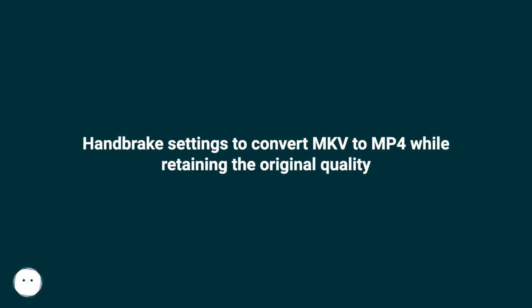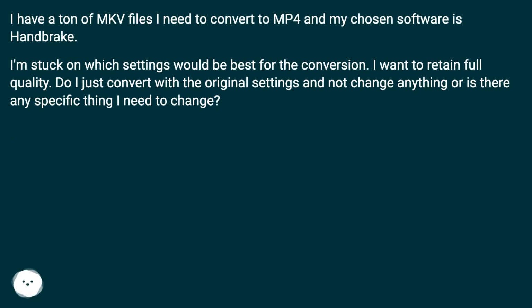Handbrake settings to convert MKV to MP4 while retaining the original quality. I have a ton of MKV files I need to convert to MP4 and my chosen software is Handbrake. I'm stuck on which settings would be best for the conversion. I want to retain full quality.